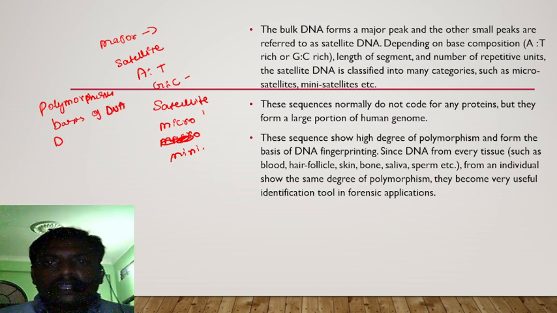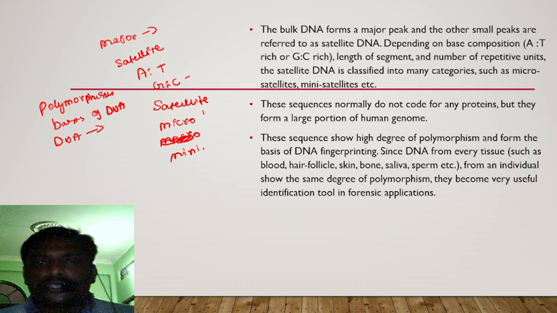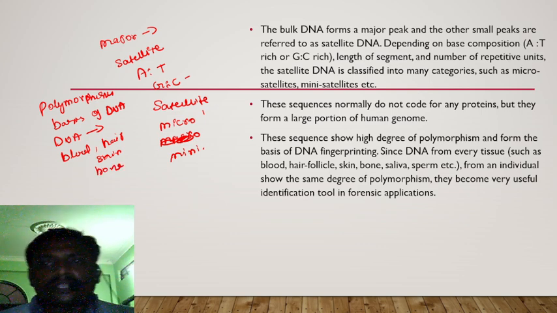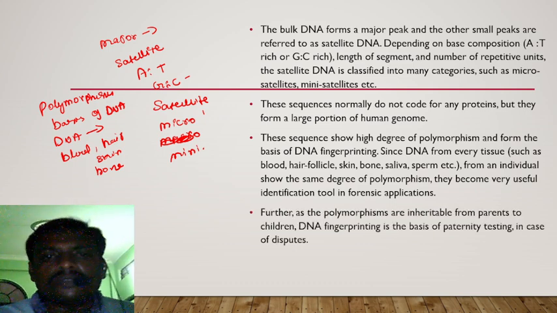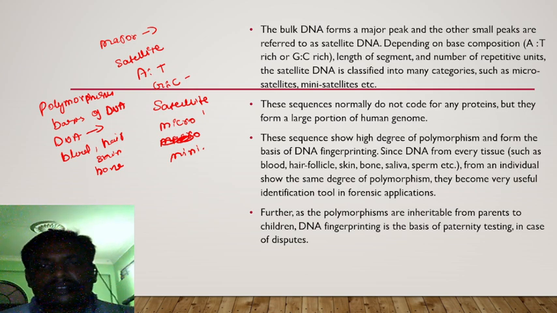Since DNA from every tissue such as blood, hair follicle, skin, bone, saliva, sperm, etc. from an individual shows the same degree of polymorphism, they become very useful in identification for forensic applications.